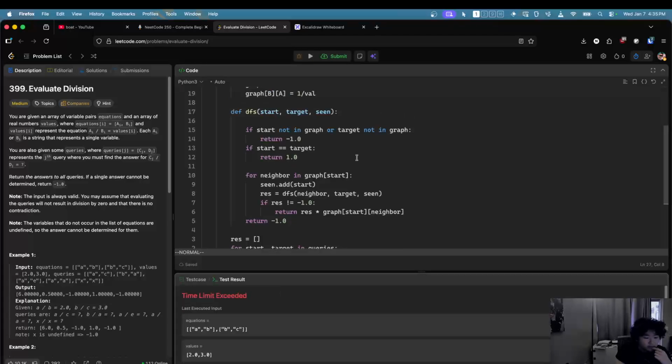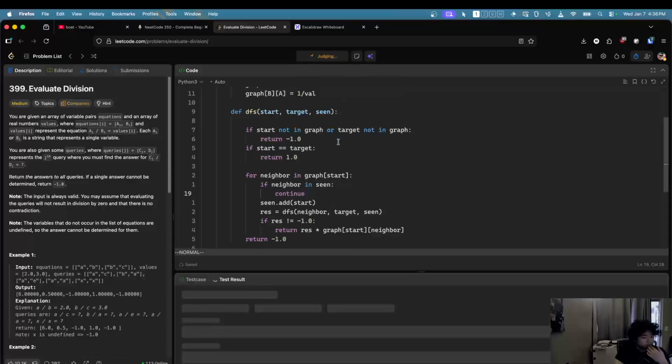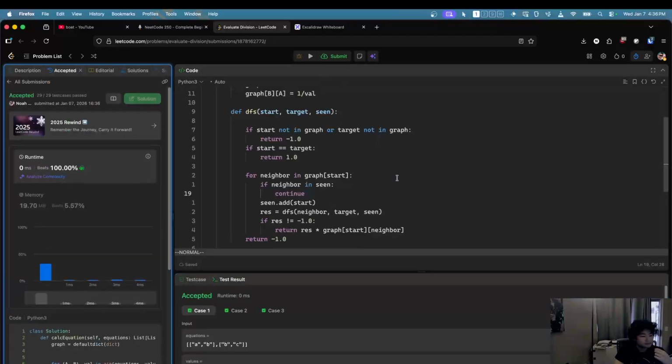Oh shoot, hold on. I forgot something. I need to prevent it from revisiting. Wait, I messed something up. Okay, I have a seen set, but I don't use it. Why don't I use it? If neighbor in seen, skip it. No need to traverse that. There you go. Perfect. See you guys tomorrow.